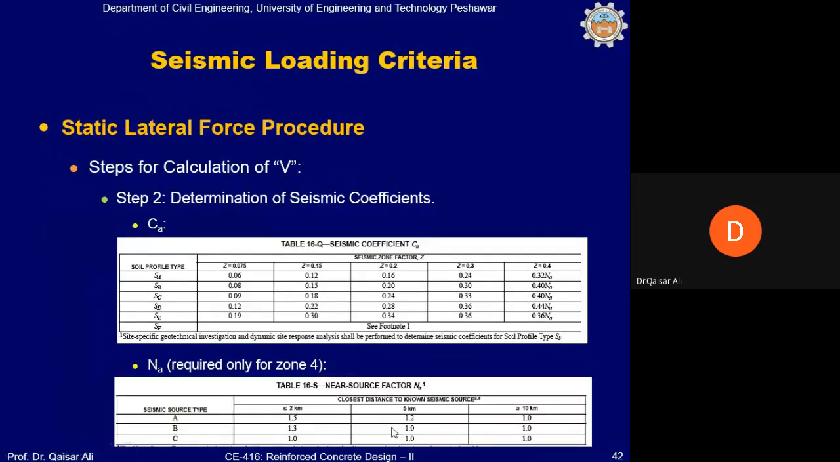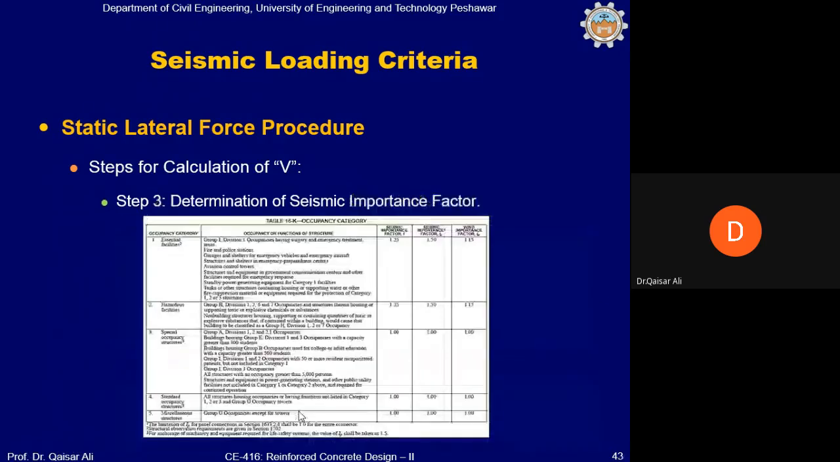Determination of seismic coefficient Ca. Ca is obtained from table 16-Q in the same manner as we discussed for Cv. For example, if the soil type profile is SD, the seismic coefficient Ca is 0.28 for 2B. Similarly, the near source factor Na in this condition can be obtained in the same manner as we discussed for Nv.